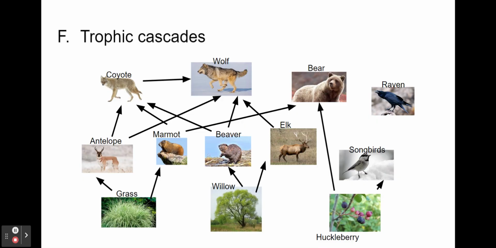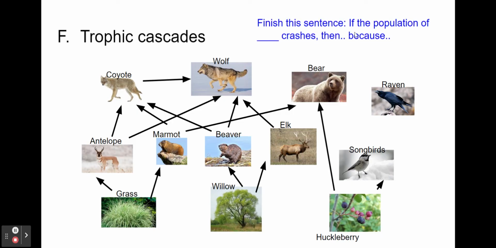Okay, so section F, trophic cascades, is going to rely heavily on this interesting food web. You do not need to copy this onto your paper. Trophic cascades is where it gets really fun. See if you could finish the sentence. If the population of blank crashes, then what will happen?